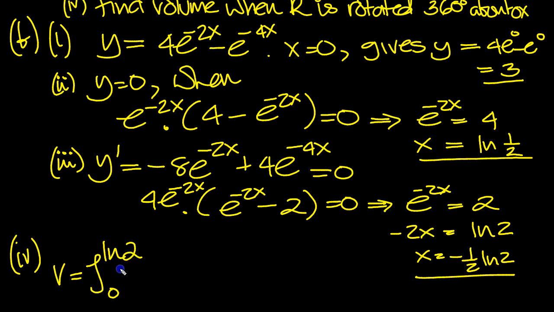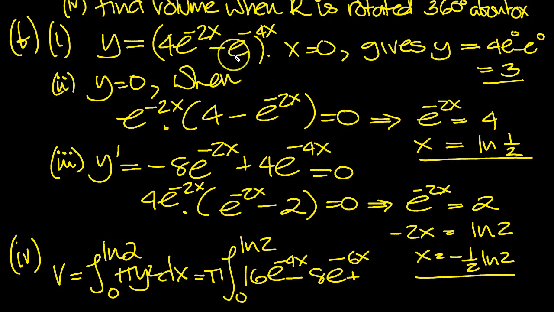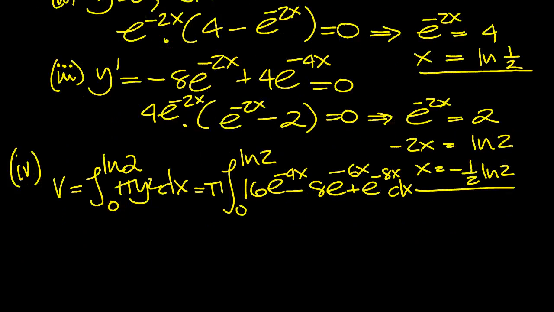0 to log 2 of pi y squared dx, which is equal to pi, the integral between 0 and log 2, of y squared. Now y is here. If we square this like we would square a quadratic, we get 16e to the minus 4x, minus 2 of the middle terms, so that's 8e to the minus 6x, plus, and then we get e to the minus 8x, don't we? When we times that term by itself, because you add the powers. So that's what we've got there then.